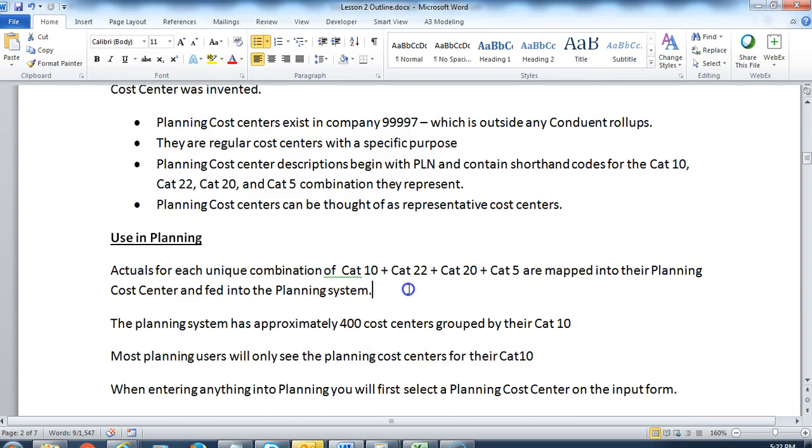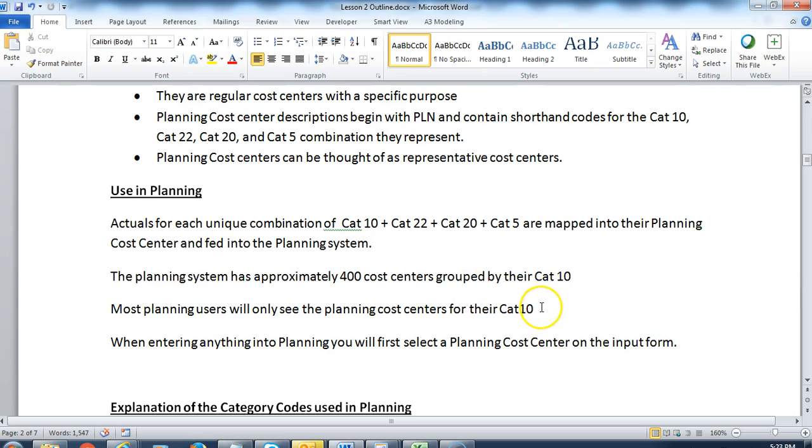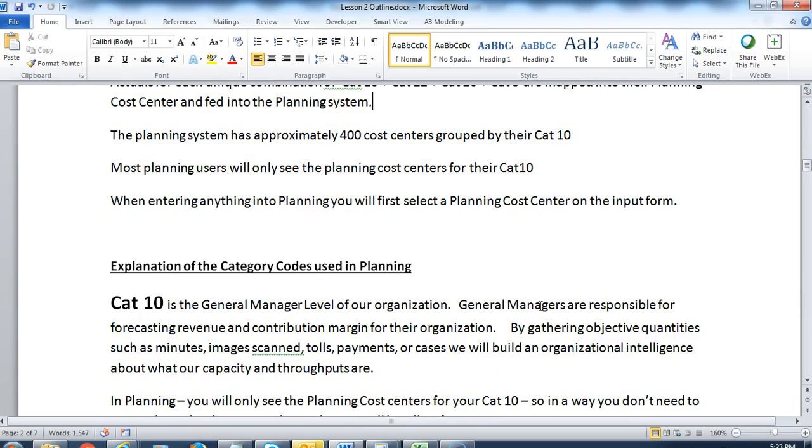Within planning, one of the first things you have to do when you log in is select the planning cost center you're going to forecast or plan with. You'll plan your revenue, you'll plan your expenses. The revenue will suggest a notional head count. You will forecast your head count, make some adjustments perhaps, and whether it's revenue, expense, or head count, you have the ability to override what the system says and enter some numbers directly. The good news is when you log in, you will only see your CAT 10 cost centers.